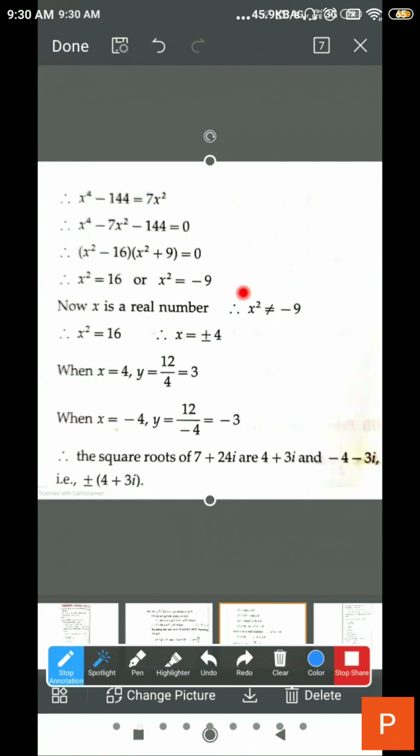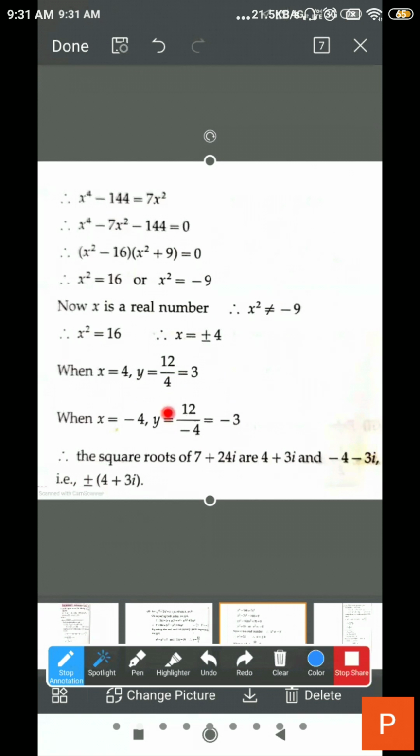As you know, x and y are real numbers. That's why the negative value is not acceptable. Now x is a real number, that's why x square is not equal to minus 9 and we will take the value of x square as 16, and x is plus or minus 4. Okay, x will be plus or minus 4. That is, when x is equal to 4, y will be 12 by 4.